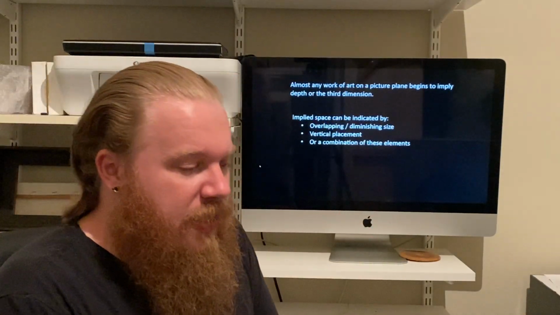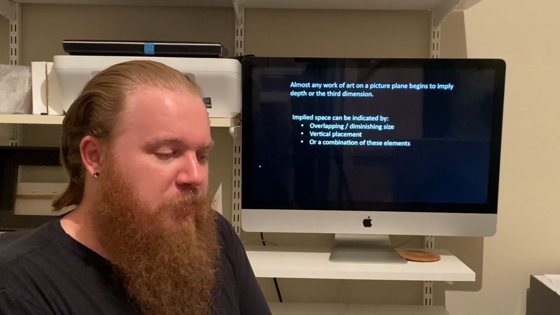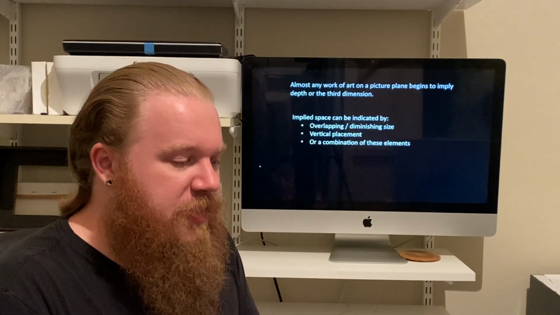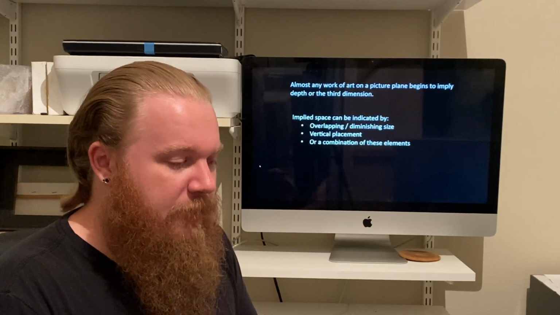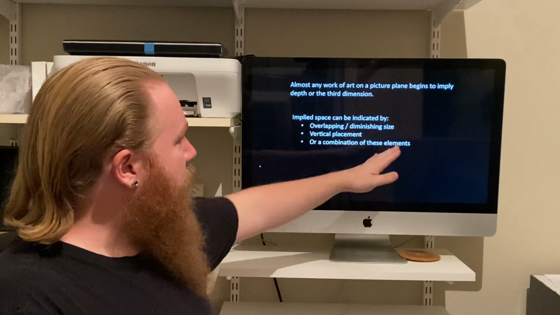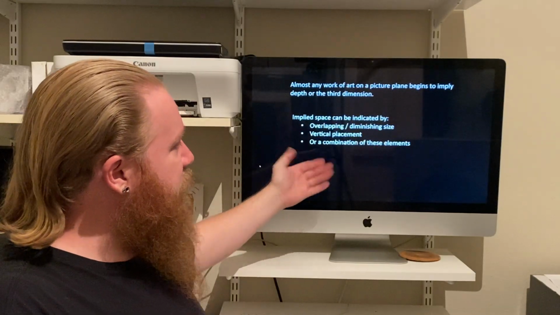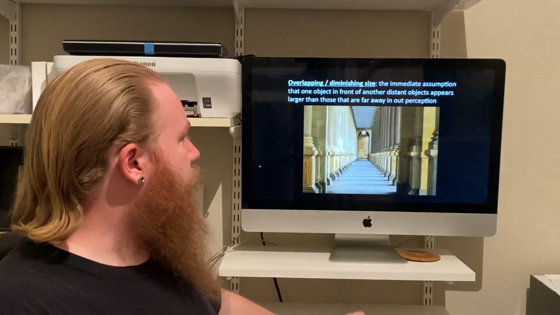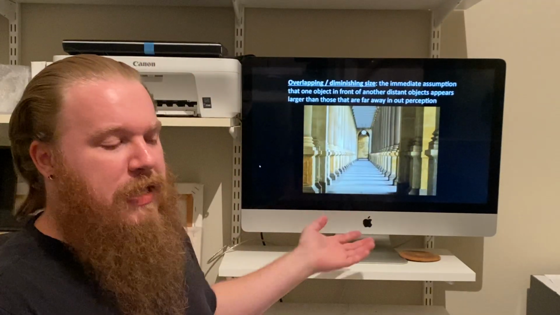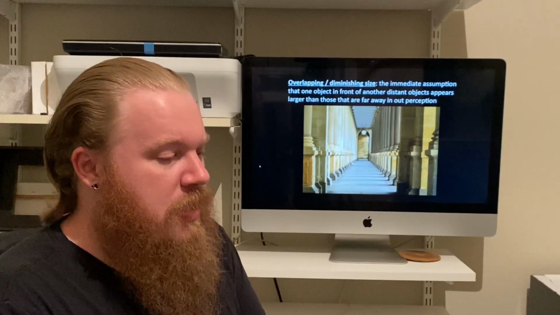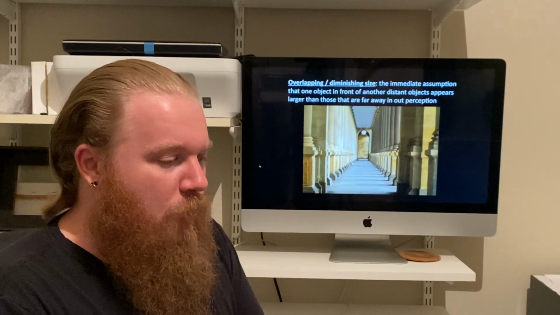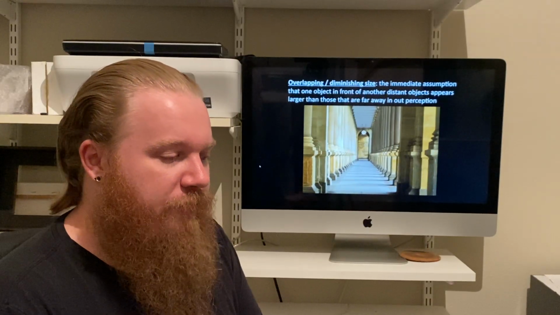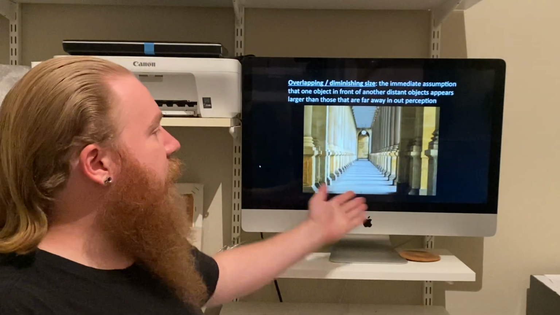Now, as I said, almost any work of art on the picture plane begins to imply depth into the third dimension. And implied space can be identified by things like overlapping or diminishing size, vertical placement, or some combination of these elements. So if we look at an example here we can see overlapping and diminishing size, which is the immediate assumption that one object in front of another distant object appears larger than those that are far away in our perception. So here we have a nice example.